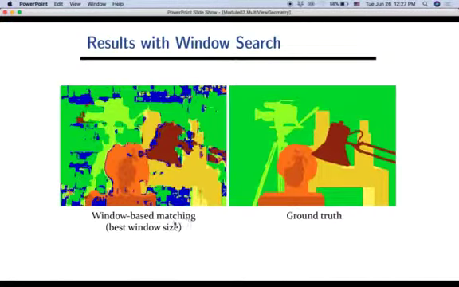If you do a stereo algorithm based on this windowing strategy that I described, trying to find the best match of each window, you get something like this. There are some places in the image where you don't find a match, that's shown in blue, but otherwise, by and large, you get correct depth values compared to this ground truth. Okay.